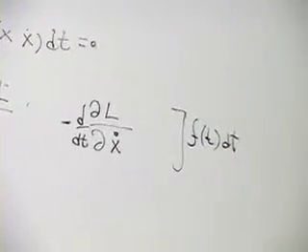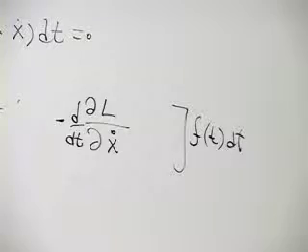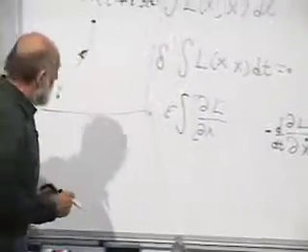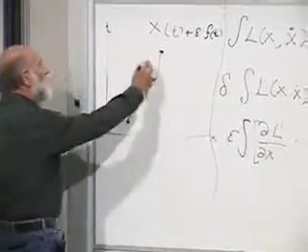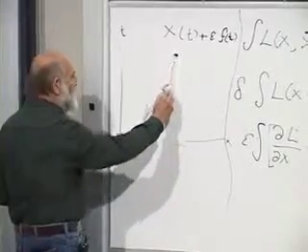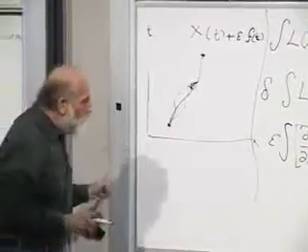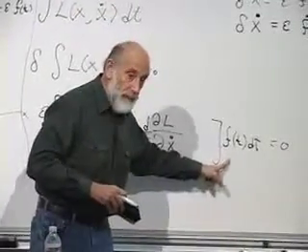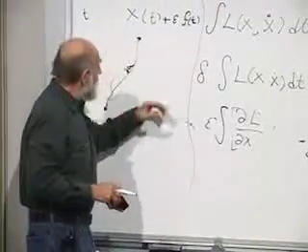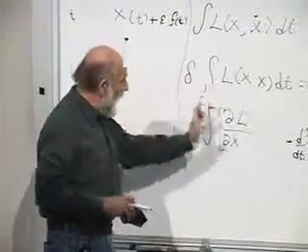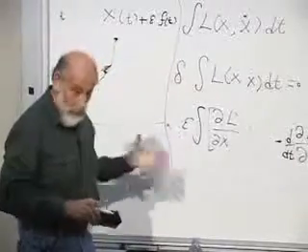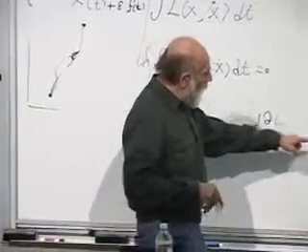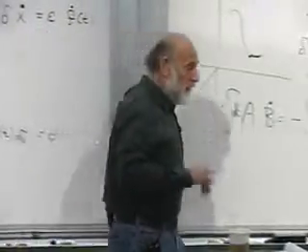Now, what do we want to be true? We want this to be equal to 0 for every possible variation f of t. We want to explore all possible neighboring trajectories, and require that every possible shift in the trajectory, in other words, every possible f, gives the same answer when you vary the action to first order, namely 0. All right? So that means that this has to be 0 for all possible functions f of t.